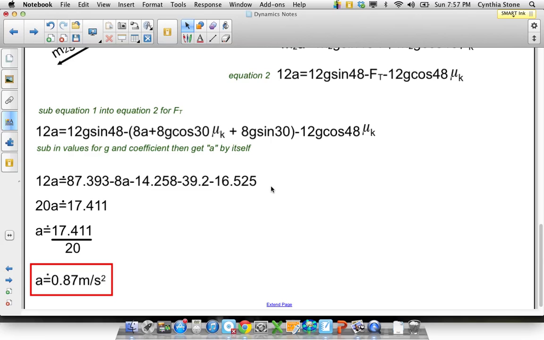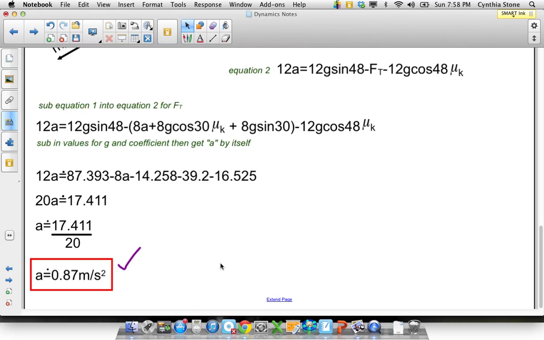So now I'm just going to solve for a. So collect like terms, get a by itself. a is 0.87 meters per second squared. And again, it's not negative, thank goodness, and it's less than 9.8. So it's as reasonable as I can get. It's as much as I can hope for. Okay, so that's acceleration. Actually, that's all we're looking for in this question.